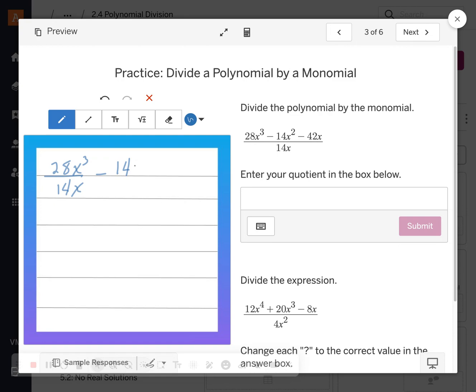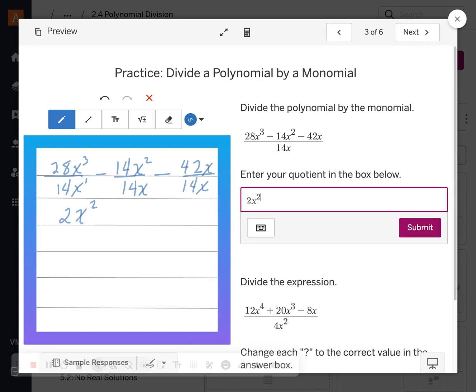And when we divide monomials, because now it's just a matter of dividing these monomials, we're going to remember to divide our coefficients and subtract our exponents. All right, so let's take a look at the first term. 28 divided by 14 is 2, and x to the third divided by x to the first is x squared. So the first term in my quotient is 2x squared.